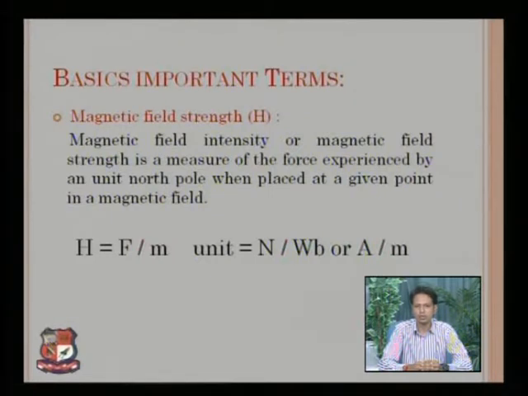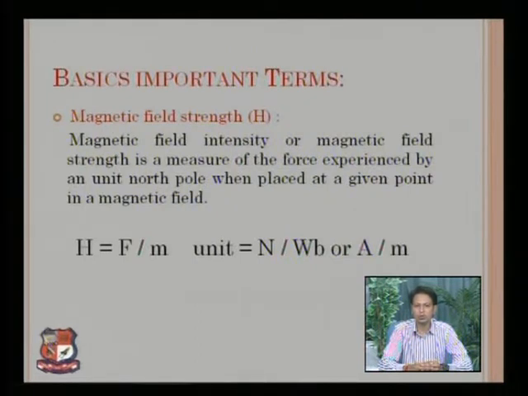per unit pole strength. That is, F represents the force experienced, and in the denominator M represents the pole strength. That means if we want to measure the force, it can be measured in Newton, and in the same manner, if we want to measure the pole strength, it can be measured in Weber.